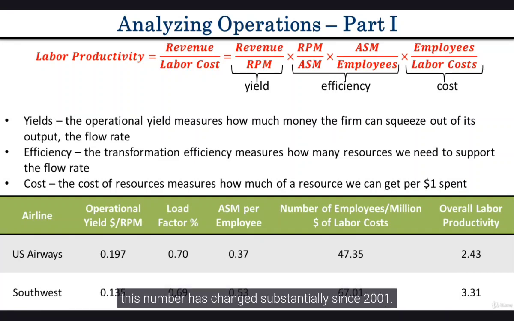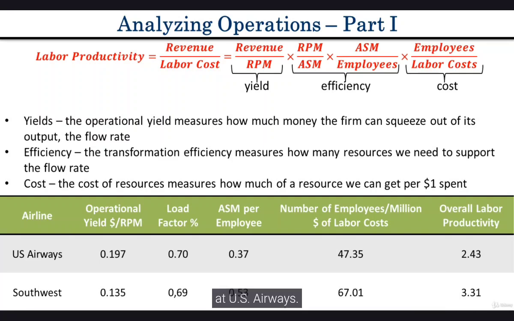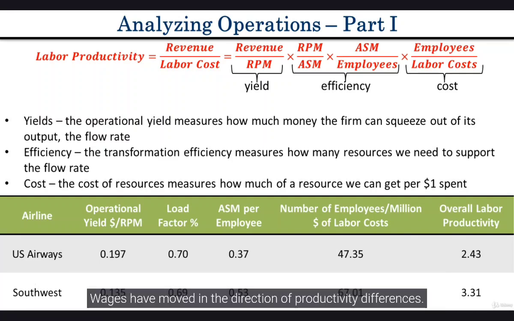Note that this number has changed substantially since 2001. In fact, now Southwest employees earn substantially higher wages than their counterparts at US Airways. Wages have moved in the direction of productivity differences. We will continue with analyzing those operations in the next lecture.